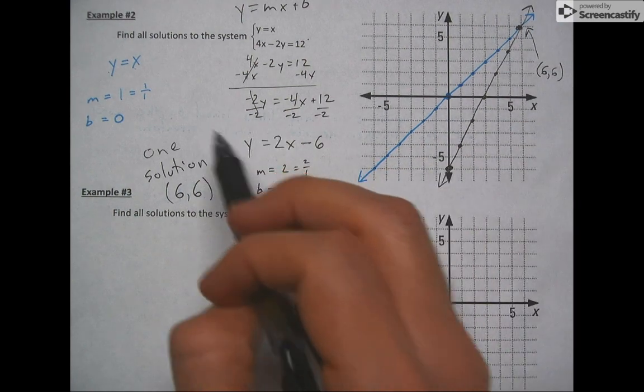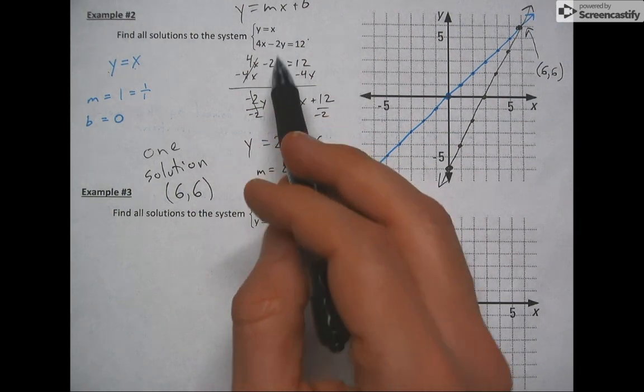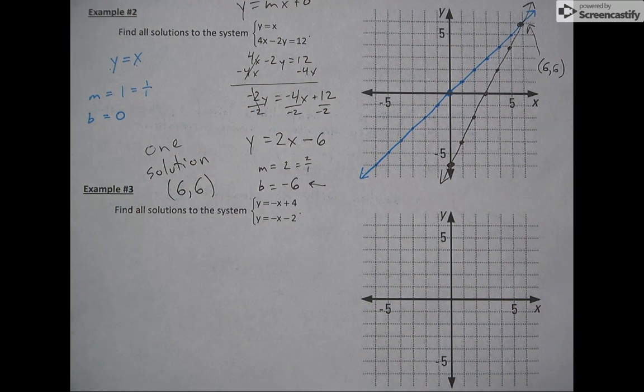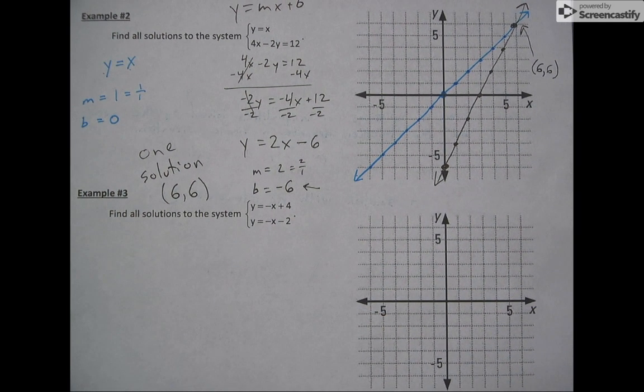The only point that satisfies this system of equations is (6, 6). It's the only x and y value that will work. Okay, so let's look at some different situations. Now that's your standard one that's going to cross once.